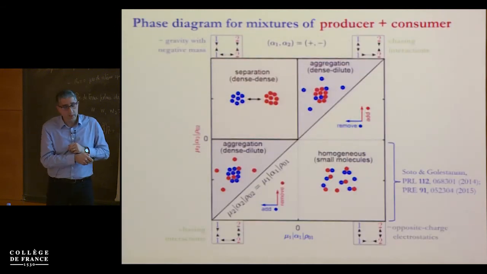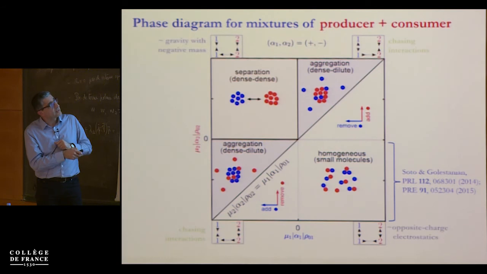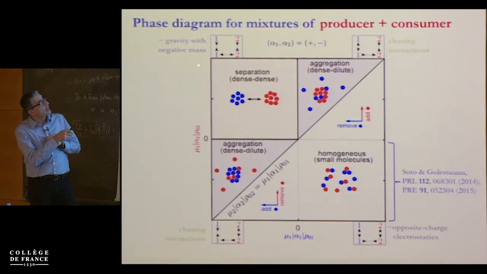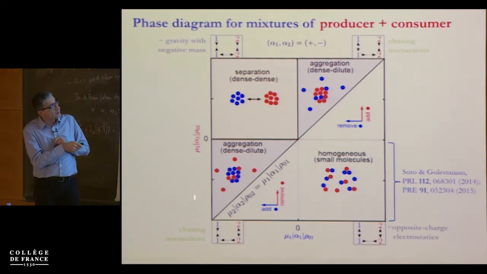I'll show you quickly some sample phase diagrams. If you have the situation where you have a producer for two species, so alpha_1 is positive, and a consumer, alpha_2 is negative, it turns out that you can have basically four different possibilities. And these are interesting to look at. For example, this corner in this diagram, which is mu, alpha, and rho, with the sign of alpha chosen first, and then the signs of the mu's are changing. We'll have these different combinations.